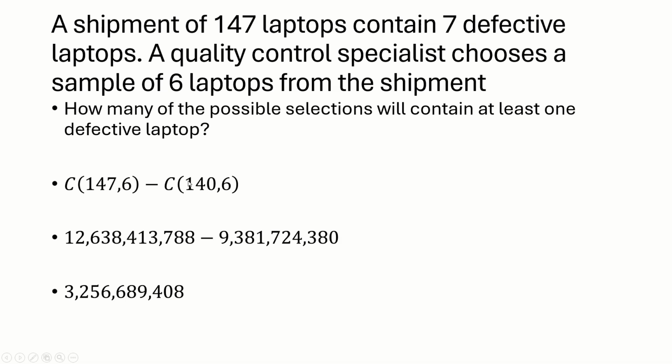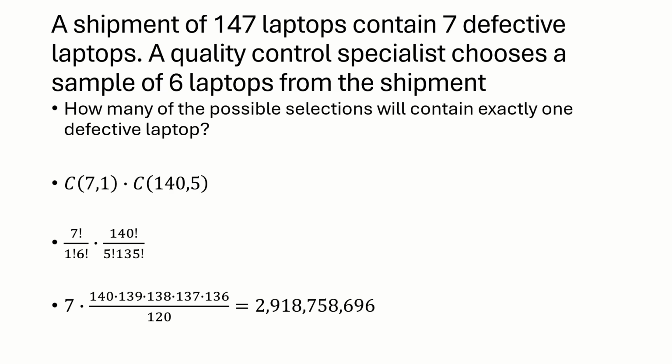minus 140 represents the laptops that are not defective. So from the 140, we're going to choose 6. So think of this as defective plus not defective equals the total. So this is like the total minus the non-defective will give us all combinations with at least one defective. So calculate this from the previous slides and subtract to get 3,256,689,408.